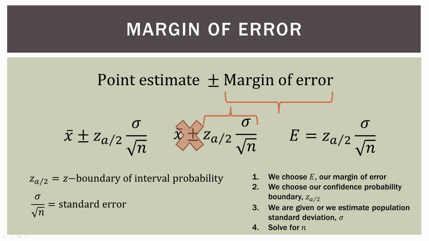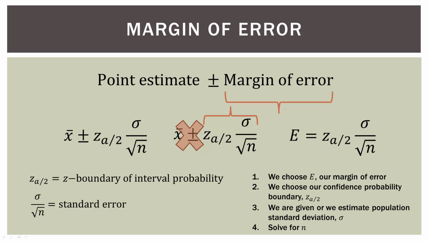So what can we do here? Well, if you look at this expression over here on the right, we have four pieces. We have e, we have z alpha divided by 2, we have sigma, and we have n. So if we have any three of those, we can find the fourth. And again, that's just basic algebra.